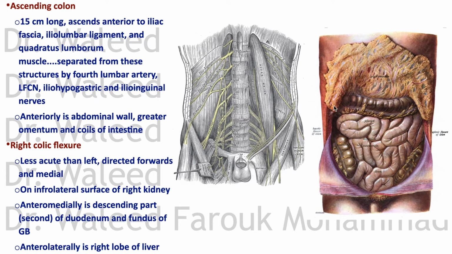Now, till you reach the right colic flexure: the right colic flexure is on the lower pole of the right kidney. It's less acute than the left side, directed forwards. So you twist the large intestine forwards. The posterior surface becomes anterior, and the anterior becomes posterior. See, the way you flex it here. And you can notice that with the arrangement of the tinea coli.